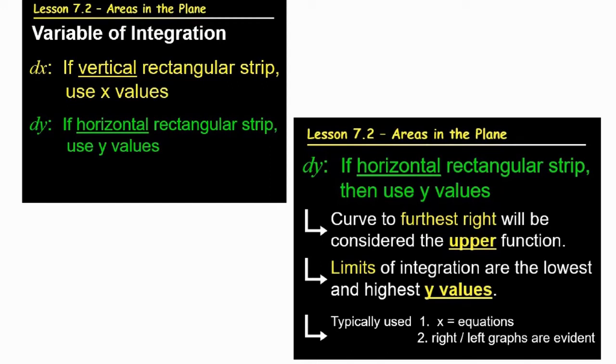Now, here's a couple summary slides that are definitely worth repeating and maybe copying down. We already told you that a dx is if you have vertical strips. A dy is if you have horizontal strips. Of course, the main thing here is going to be to start to be able to recognize this. So when would I want to use a dy integration? When would I want to have horizontal strips? Well, if you see that there's a curve to the right, you'll want to call that the upper curve. And then your limits of integration will end up being the y values.